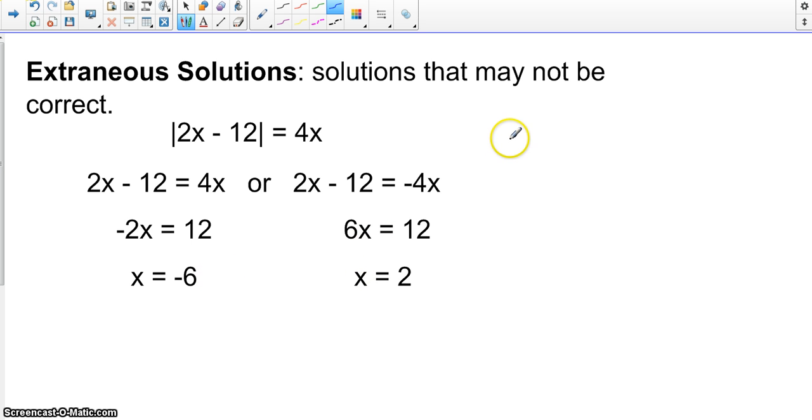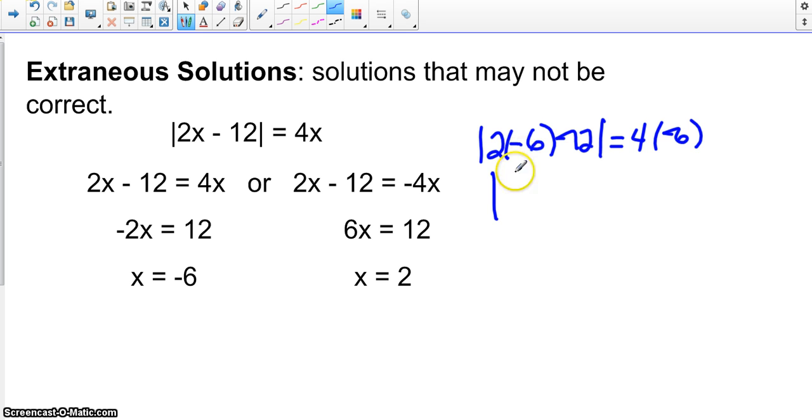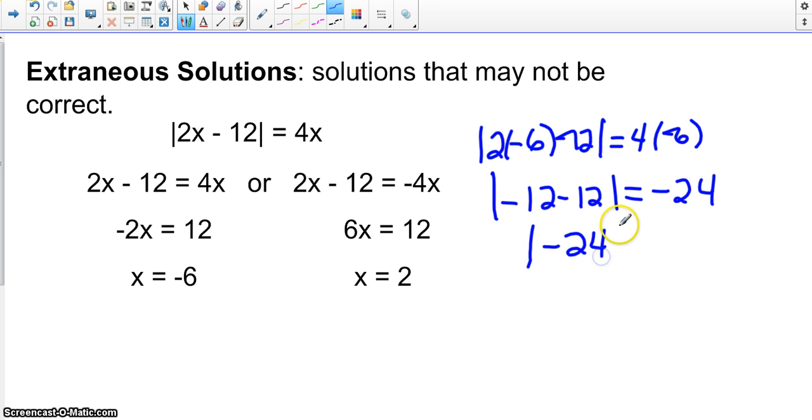Now, let's check those answers and see what we get. So absolute value of 2 times negative 6 minus 12, oops, that's a 12, equal to 4 times negative 6, okay? All right, so I have absolute value. This is 2 times negative 6 is negative 12 minus 12 is equal to, this times this, 4 times negative 6 is negative 24, okay? I do the inside subtraction. I get the absolute value of negative 24 equals negative 24.